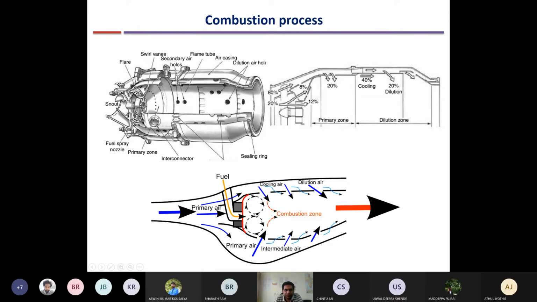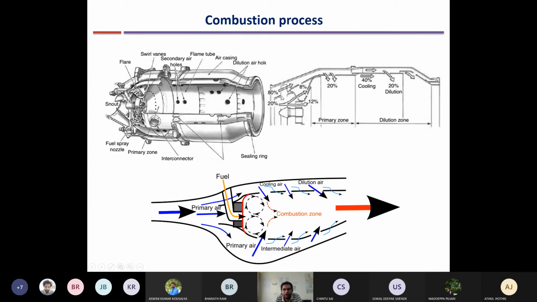But the flame temperature is high, so you need to add more and more air from the liner. Now the liner is the inner cylindrical region. There are channels in the liner, as you can see here, through which air comes in, and it dilutes the combustion chamber gas mixture and reduces the temperature.